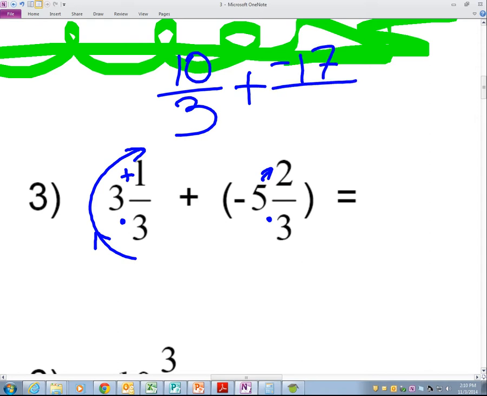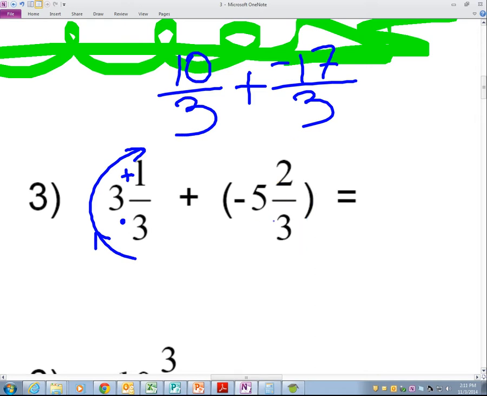Now, there's been a couple of people today that have wanted to do 3 times negative 5, which comes out to be negative 15, and then they add 2, and they want to make it negative 13. Okay? Logically, that makes sense. But when we're making an improper fraction, think of it like this: that this negative is outside of the parentheses.